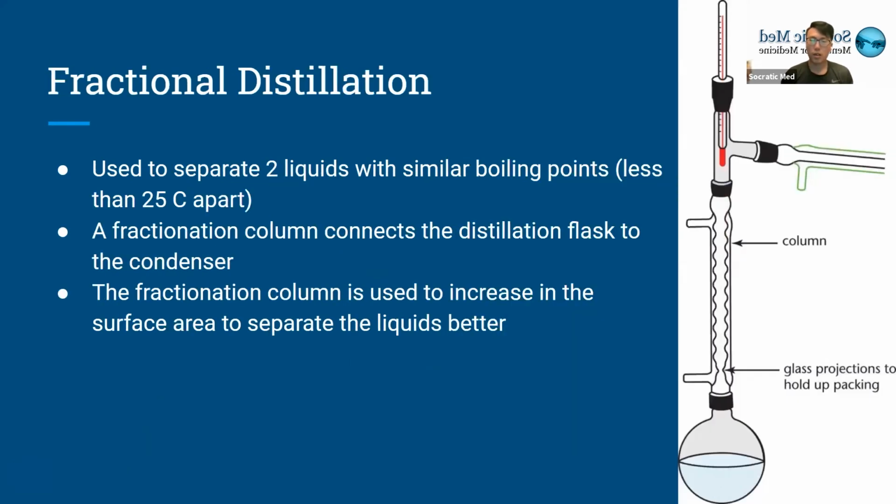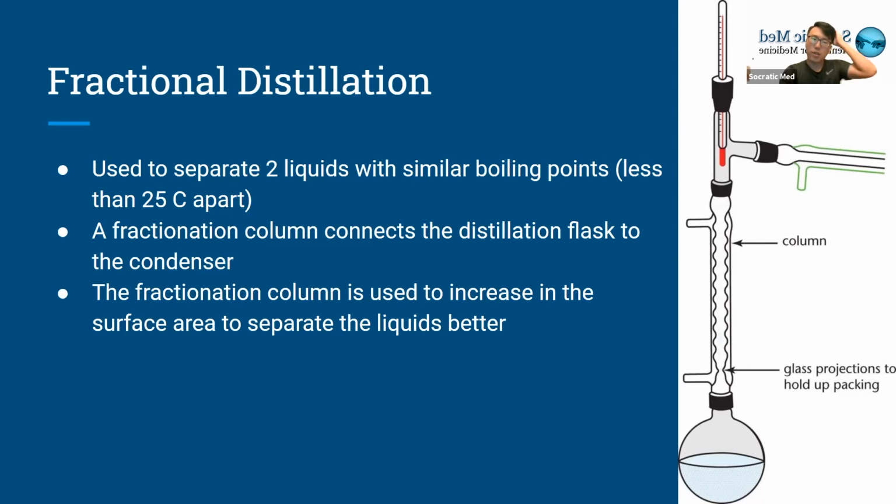And lastly, there's another form called fractional distillation. So this is when the liquids have similar boiling points. So the boiling points are less than 25 degrees Celsius apart. Because the boiling points are too similar, simple distillation and vacuum distillation won't be able to separate the two. So you have to use fractional distillation.